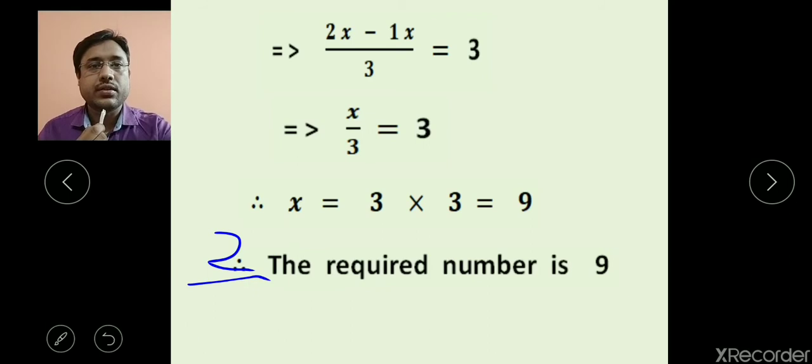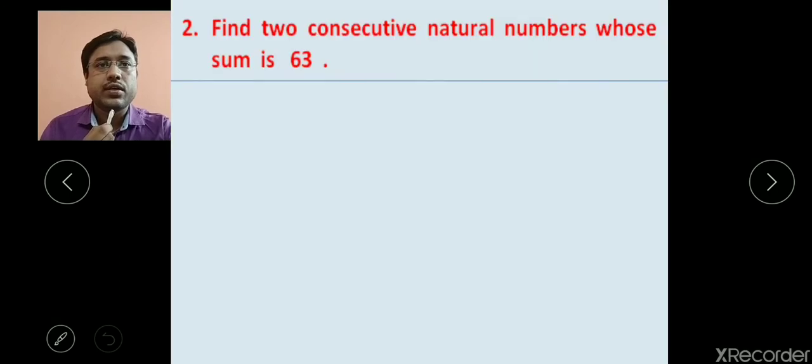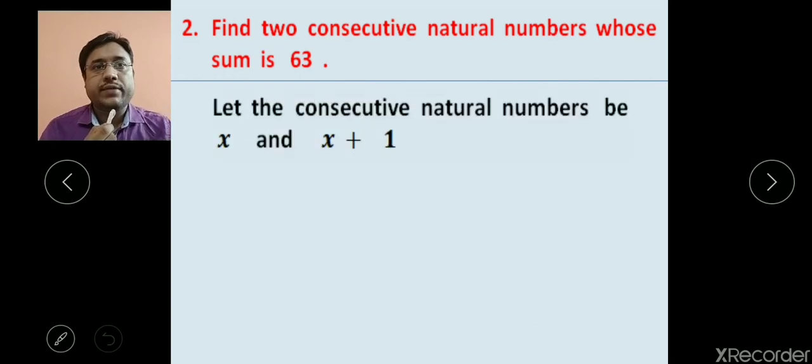Okay students, now you will solve the exercise questions. See one question here: find two consecutive natural numbers whose sum is 63. So here are two consecutive natural numbers whose sum is 63. Then let the two consecutive natural numbers be x and x plus 1, and according to the question their sum is 63.